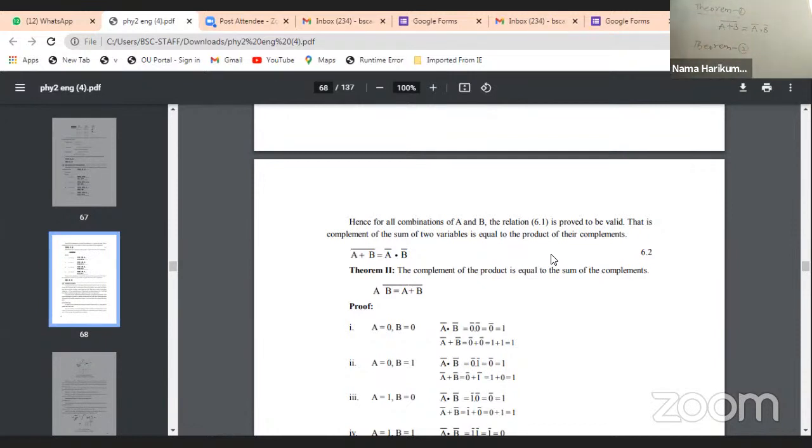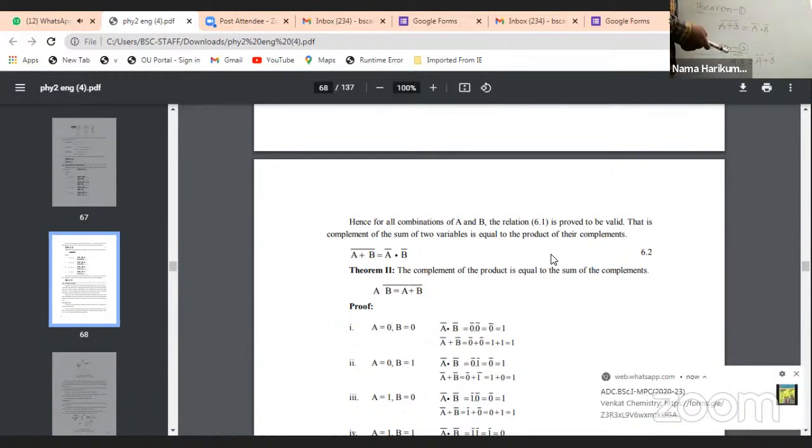Okay. So next, theorem two. Theorem two is: the complement of A dot B is equal to A complement plus B complement. That is theorem number two. In theorem number two, A dot B means A and B are the AND gate's inputs. Then the complement of it is nothing but a NAND gate. So that is equal to A complement plus B complement.